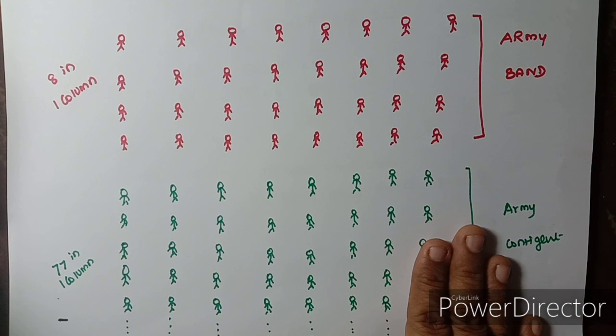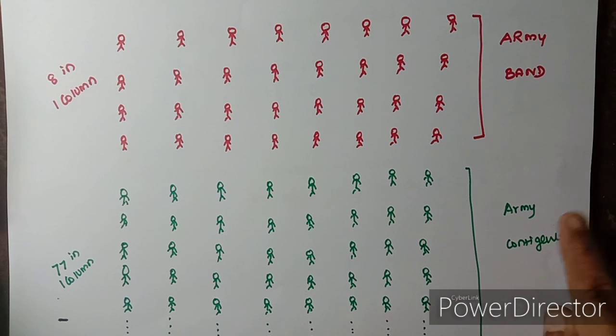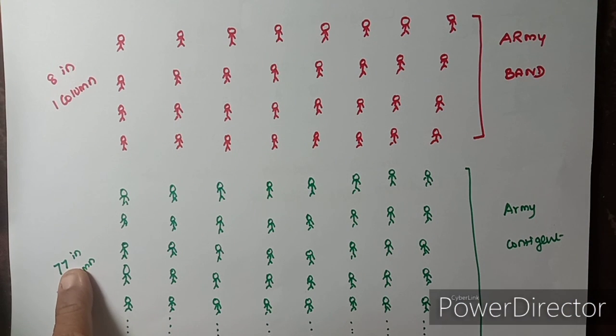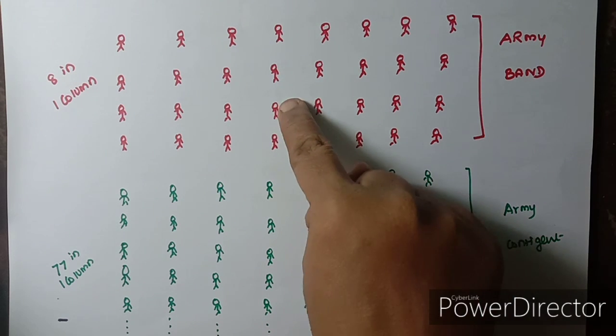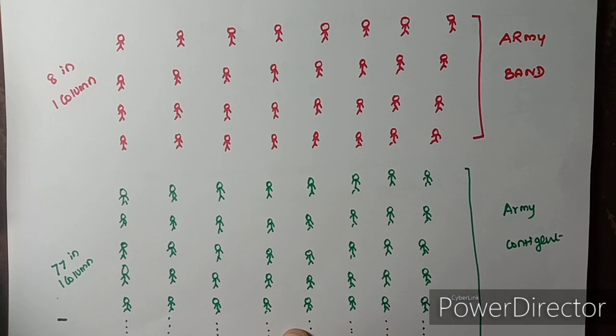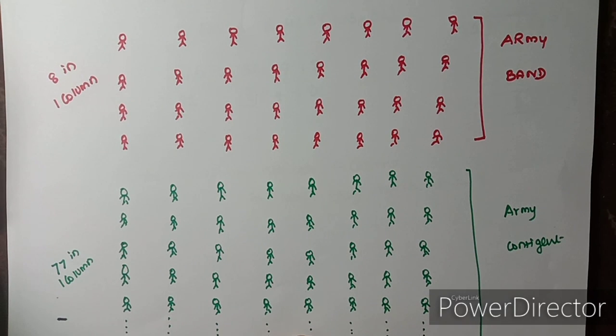How many children will be there in each column? 616 divided by 8 will give you 77. 77 people will march in one column, so that will form a whole march past and it will be very uniform to see. So 8 is the greatest number which is common to both 32 as well as 616. So we call 8 the HCF.